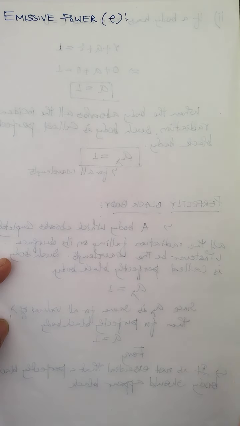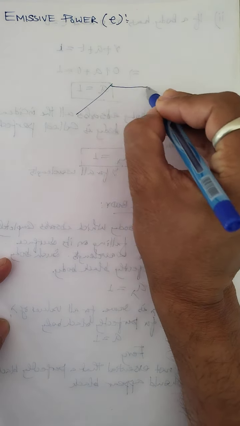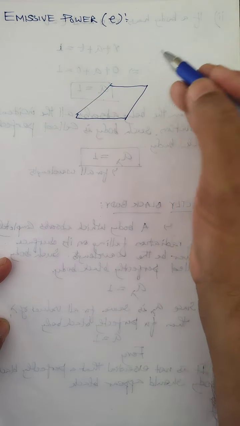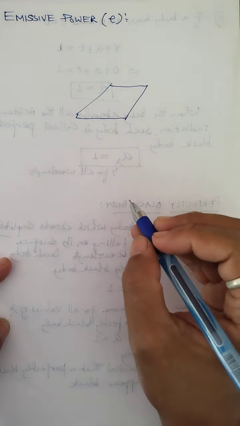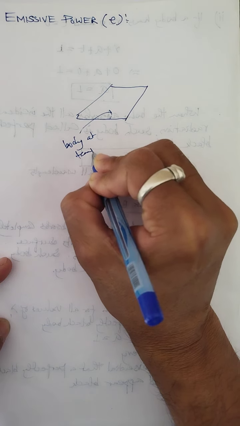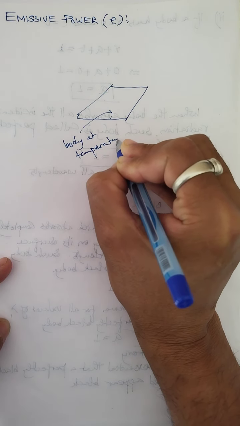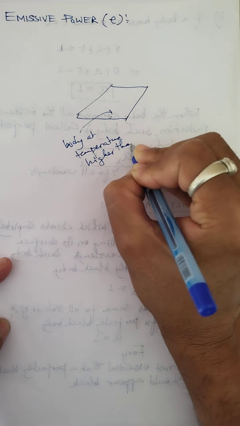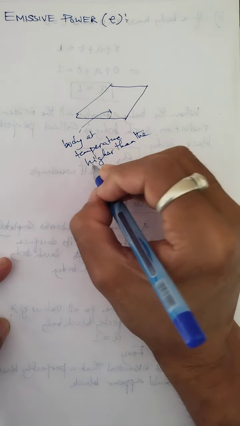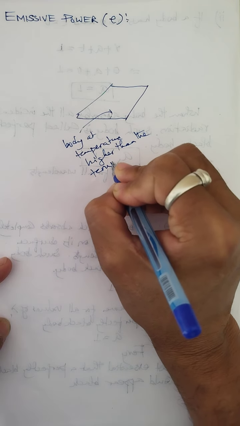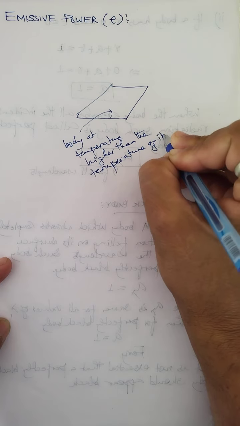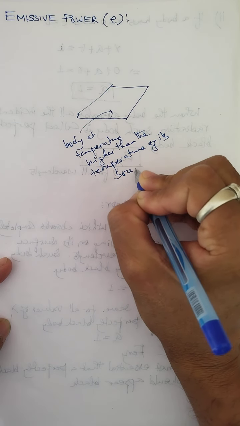Now if there is a body, let me just consider there is a body whose temperature is higher than the temperature of the surrounding. Suppose this is a body at a temperature higher than the temperature of its surrounding.